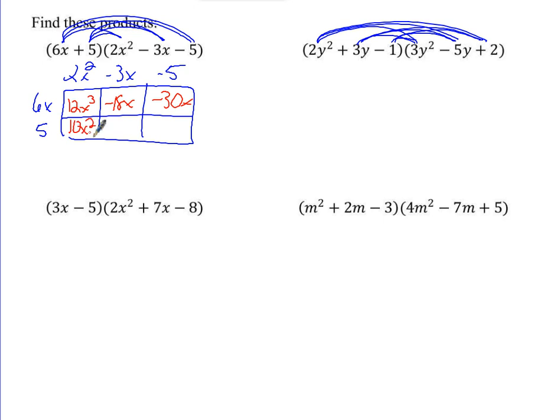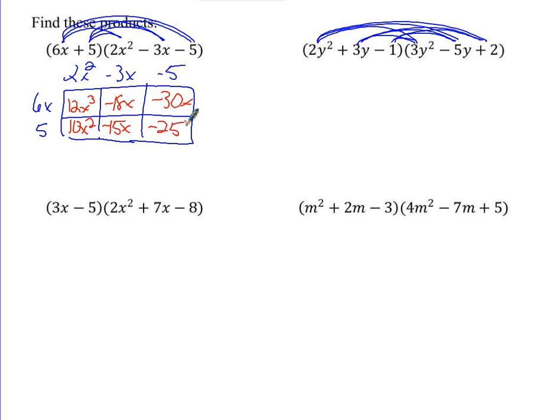And then down below we have 5 times 2x is 10x squared. Then 5 times negative 3x is negative 30. Oops. See, I got ahead of myself. I'm so excited. So I need blue to fill in that hole, and then I need red. Okay, 5 times negative 3x is negative 15x, and then 5 times negative 5 is negative 25.